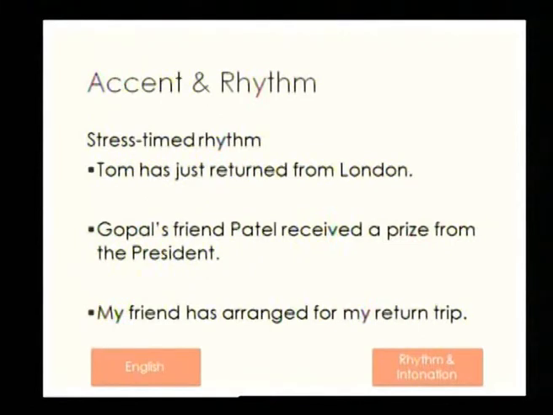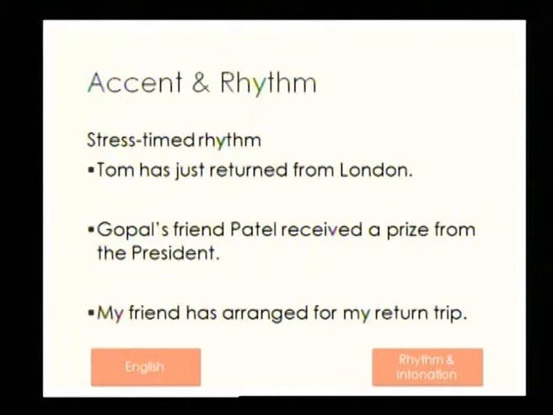Another stressed word, again some words which are not stressed. And in this way, what happens is there is a rhythm to the language. Tom has just returned from London. Notice the rhythm. Gopal's friend Patel received a prize from the president.